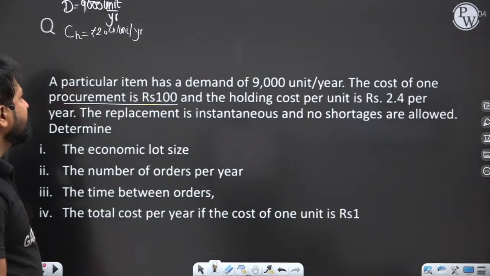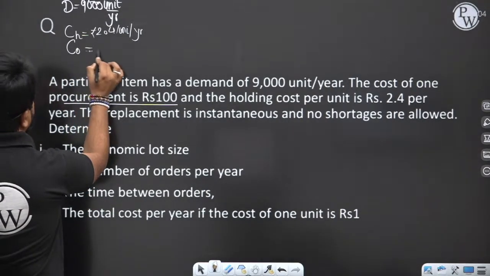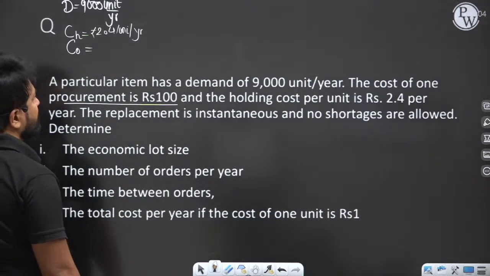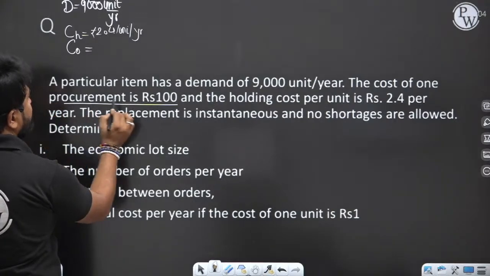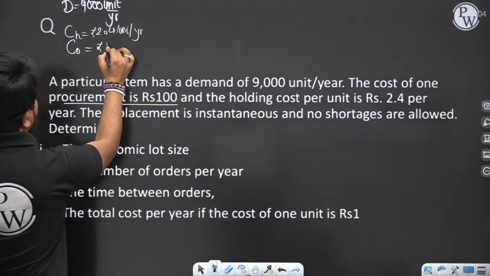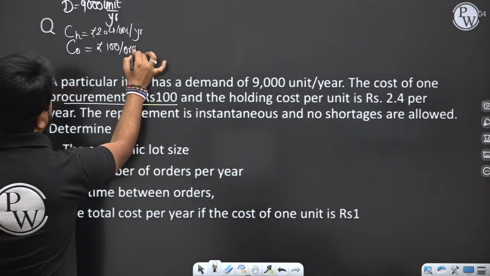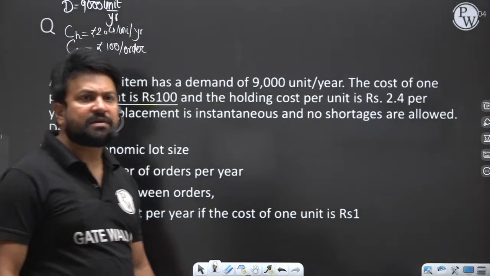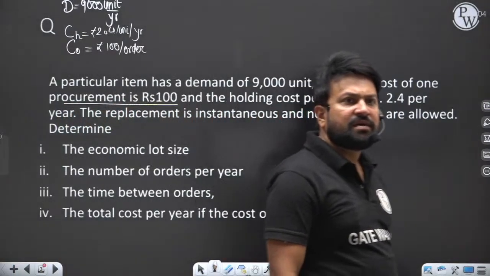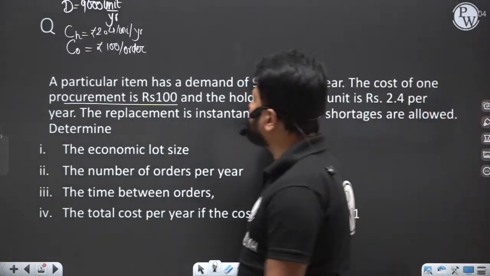My dear, the procurement cost is C naught. So here C naught is basically your ordering cost. It is rupees 100 per order. Procurement means gathering cost. Mohit Gupta, ordering cost. Very good. Yes, it's an ordering cost.